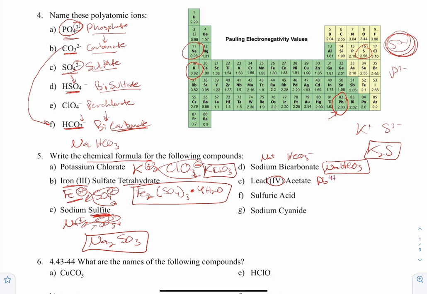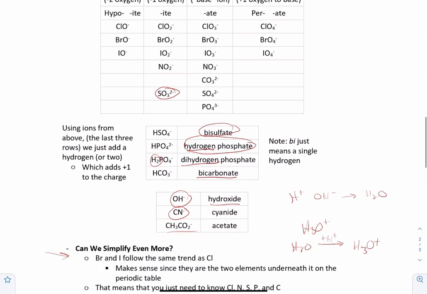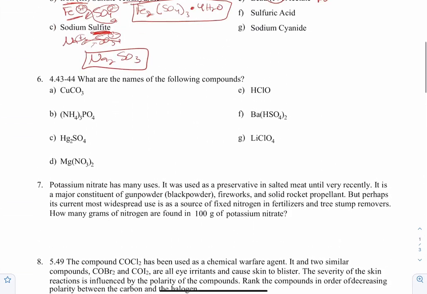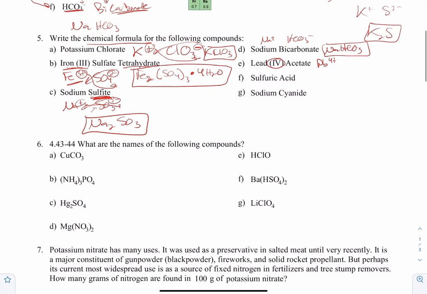So lead 4, acetate. What was acetate again? Remember, it's one of those ones that doesn't follow the pattern, so you'll have to go down here. Here's acetate, so CH3COO minus, okay? So that's one way that you could see this. Now switch the superscripts, and you get Pb, and then parentheses CH3COO, and then 4, right? So that's why we have to put the parentheses around that, because we're covering the whole polyatomic ion right there.